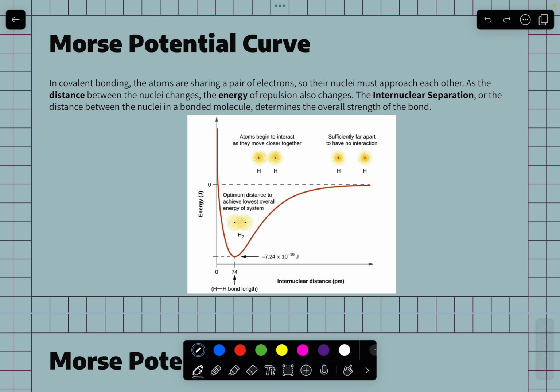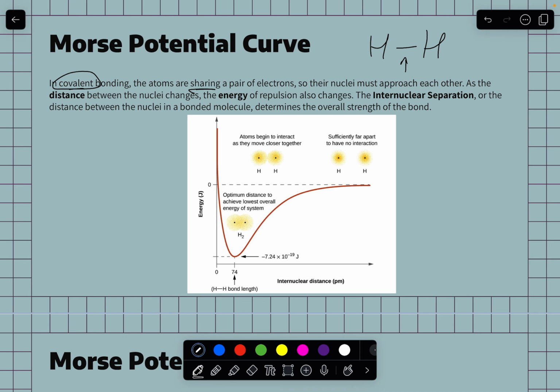Okay, so Morse potential curves are for covalent bonding. We only do this for covalent bonding. And remember, in covalent bonds, the atoms are sharing the electrons. So the electrons are between them to make that bond, right? So for example, H2, hydrogen gas, we have a bond there to connect them. It's being shared.